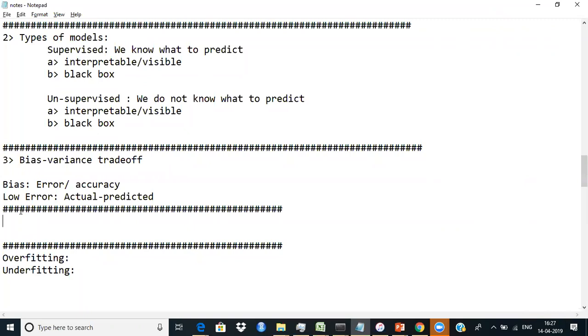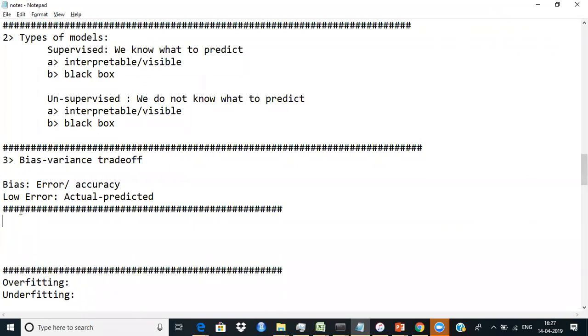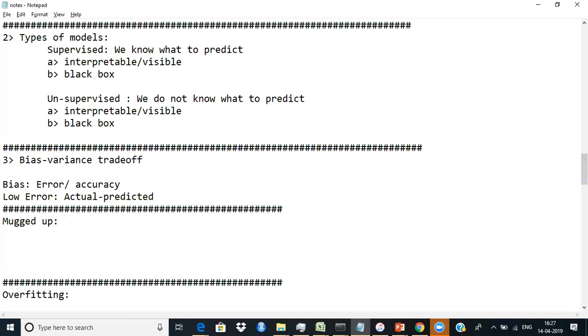Now come the exam day. What happened to the people who mugged up? If the questions were exactly the same, their accuracy was 100%. If one single factor in the question changed, their accuracy was 0. Do you understand? Second, what happened to the people who did not study?